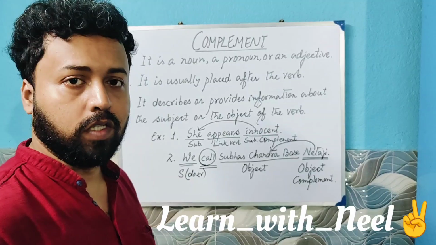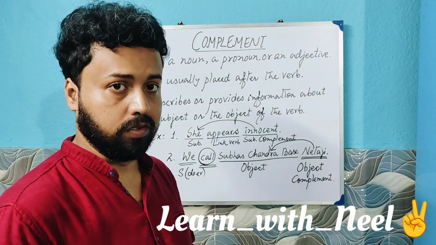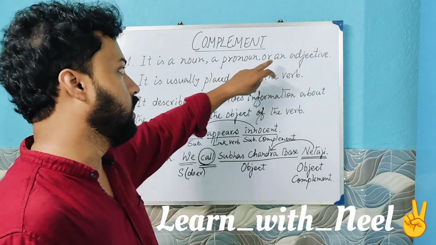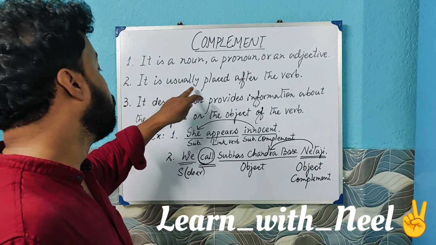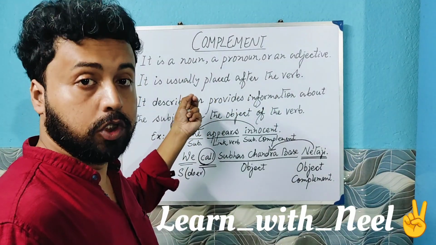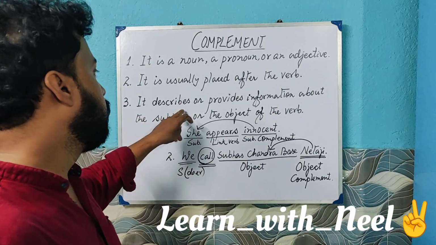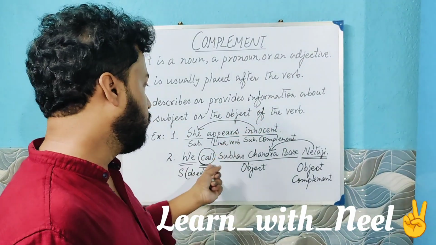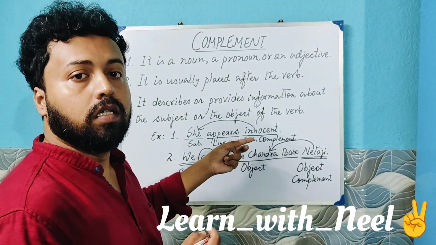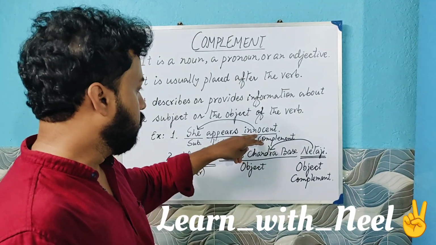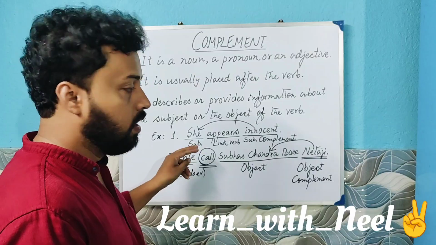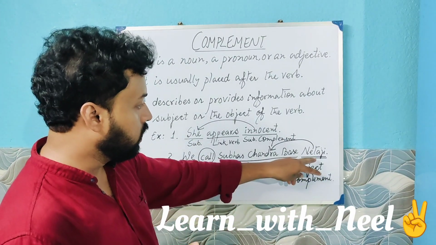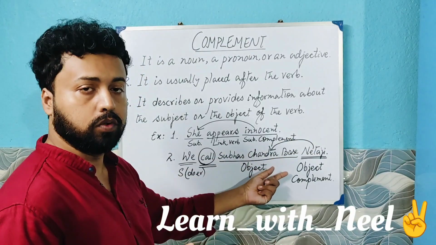I hope what a complement is now clear to you. Let's revise once. A complement is a noun, a pronoun, or an adjective. It is usually placed after the verb. It describes or provides information about the subject or the object of the verb. In the first example, I have given you the subject complement, innocent, describing the subject she. In the next example, I have given an example of an object complement. The noun Netaji here describes the object Subhash Chandra Bose.